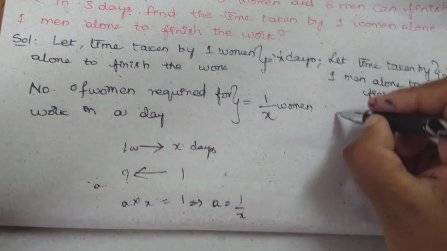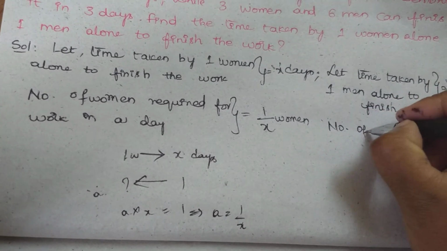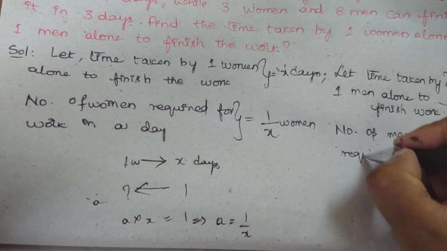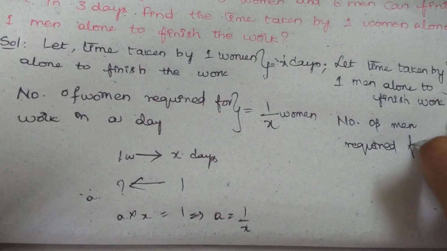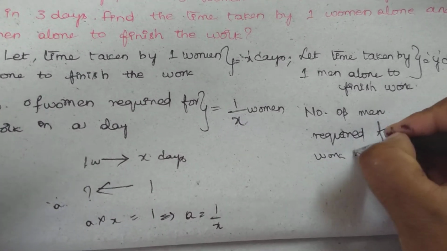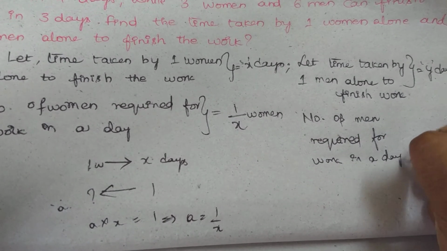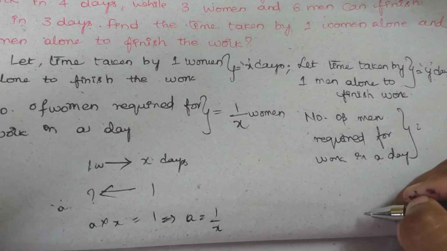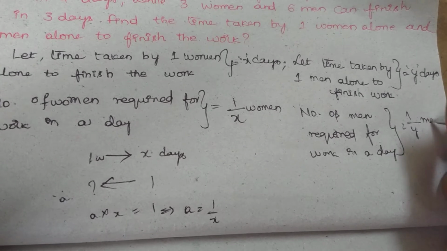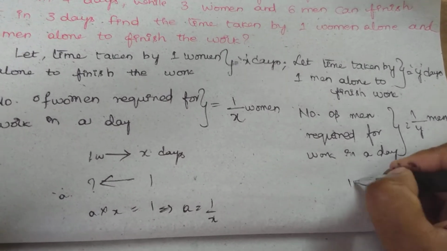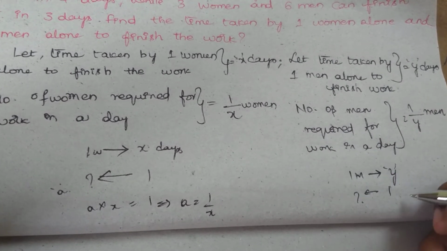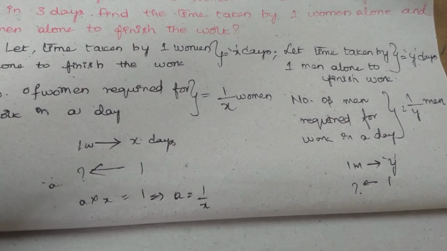In the same way, the number of men required for work in a day. So how much does it become? It becomes 1 by Y men. So for 1 man it takes Y days. For 1 day, how many men are required? It becomes again 1 by Y men.